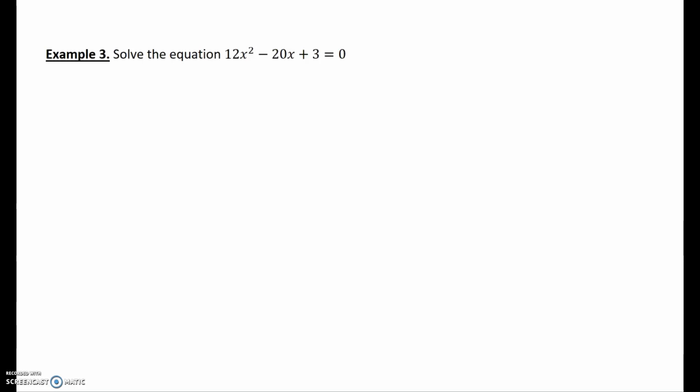In this example, we're going to use what we've already learned about factoring to solve this equation. So we have 12x squared minus 20x plus 3 equals 0. First of all, we're going to factor the expression 12x squared minus 20x plus 3. We start off with these complex trinomials. It begins with a number other than 1, and that's what makes it complex.